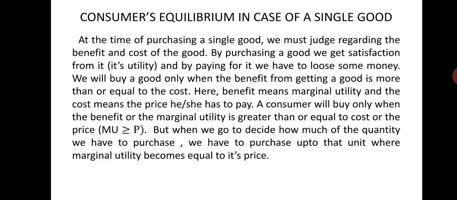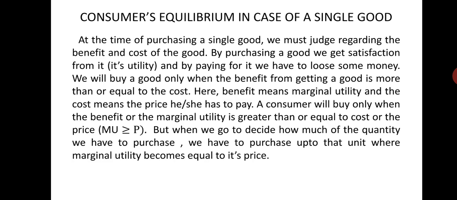So when marginal utility becomes either greater than or equal to the price, then only a consumer will buy the good. But when we go to decide how much quantity we have to purchase, we have to purchase up to that unit where marginal utility becomes equal to its price. You see, students, when we go to purchase a commodity, in our mind, we fix a price which we are ready to pay for that commodity. That is the marginal utility.